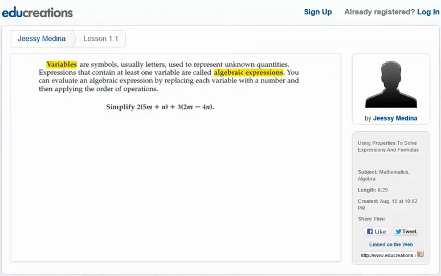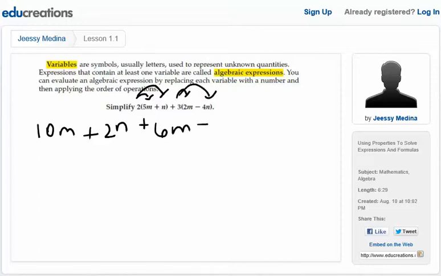So this example right here is to simplify this expression. And what we're going to use is the concept of the distributive property, and we're going to distribute the 2 into this parentheses, right? So we're going to get 2 times 5m is going to be 10m, and 2 times n, we're going to get 2n, plus 3 times 2m, 6m, minus 3 times negative 4n, so we're going to get 12n.